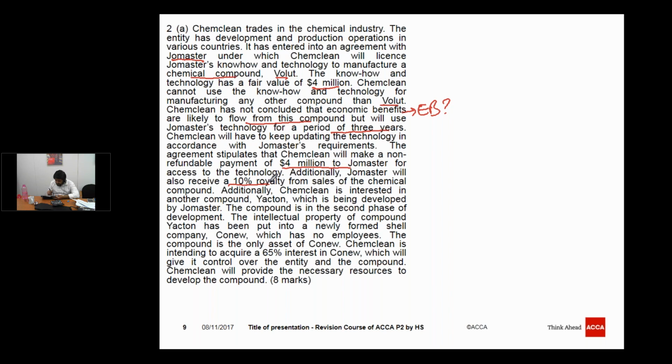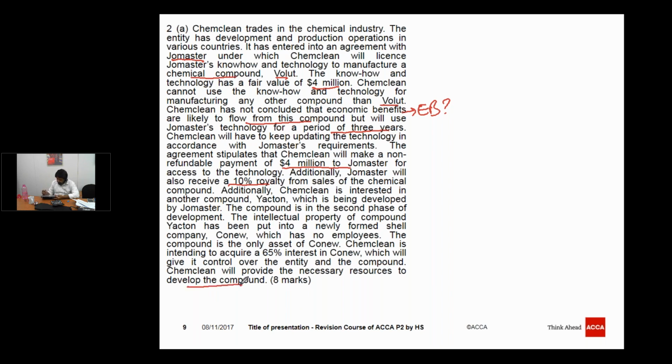Additionally, ChemClean is interested in another compound, Yactone, which is being developed by Joe Master. The compound is in the second phase of development. The intellectual property of the compound Yactone has been put into the newly formed shell company, Connie, which has no employees. ChemClean intends to acquire 65% interest in Connie, which will give control over the entity and the compound. ChemClean will provide the necessary resources to develop the compound.